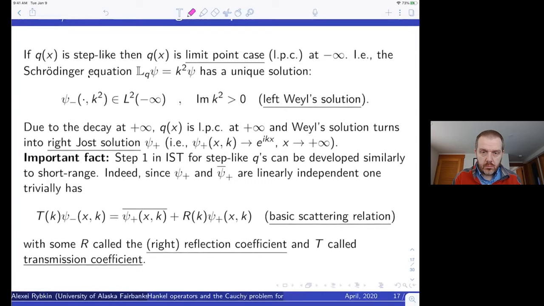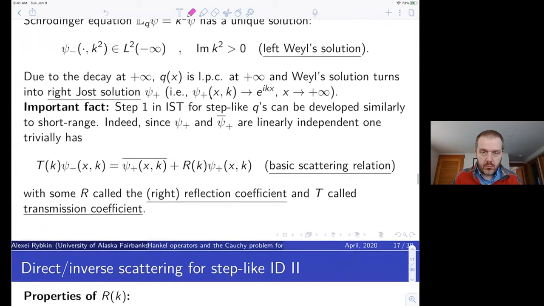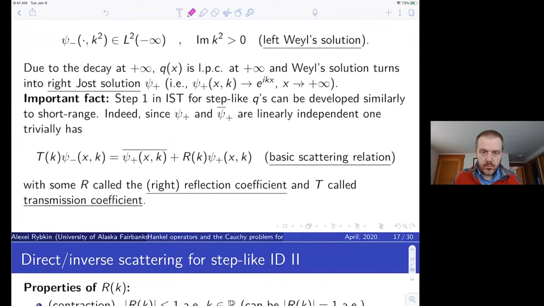Our potential, step-like potential, is in the limit point case at minus infinity, and it means that the Schrodinger equation has a so-called Weyl solution, xi minus, which is a square integrable function around minus infinity for any k squared from the upper half plane. And it's a famous Weyl solution, which is in the foundation of spectral theory for Schrodinger or Sturm-Liouville operators. And due to the decay at plus infinity, q is of course in the limit point case at plus infinity, but the Weyl solution can be taken just as the right Jost solution, which represents a plane wave at plus infinity.